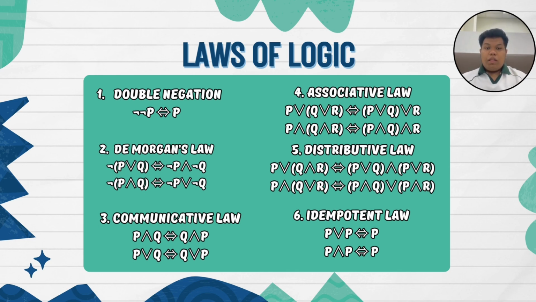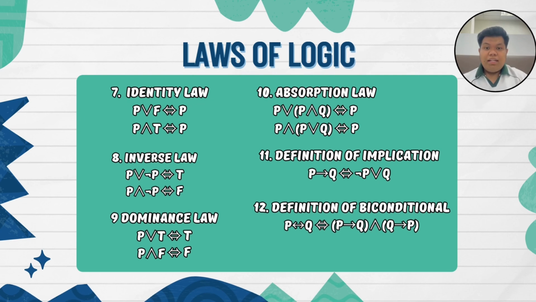The sixth one, we have idempotent law, where P or P is equivalent to P and P and P is equivalent to P. Now we're moving on to identity law, where P or contradiction is equivalent to P, while P and tautology is equivalent to P. Number 8, we have inverse law, where P or not P is equivalent to tautology, while P and not P is equivalent to contradiction. Number 9, we have dominance law, where P or tautology is equivalent to tautology, while P and contradiction is equivalent to contradiction.